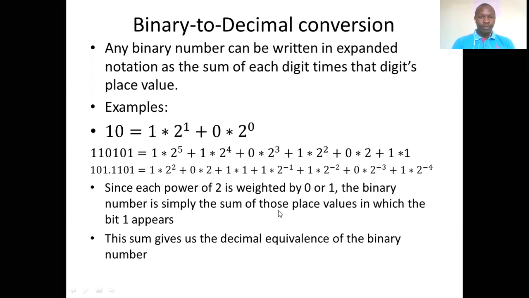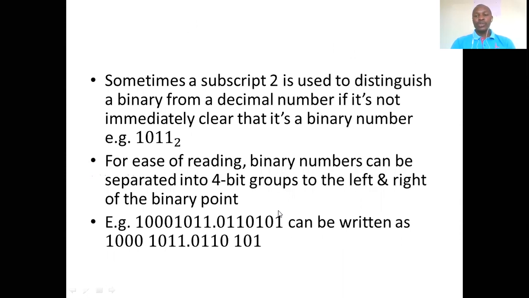Right. Moving on. Sometimes a subscript 2 is used to distinguish the numbers because it may not be immediately clear whether this number is decimal, is it binary, etc. For instance, if you just see the number 1011, you don't know whether this is a decimal number, which is 1011, or maybe it's a binary number, which is something else. So we can use the subscript 2 to denote that this is a binary number and not a decimal number. If this subscript is not used, sometimes you can get a phrase like, consider the following binary number. The moment you see the phrase binary number, it means it's base 2.